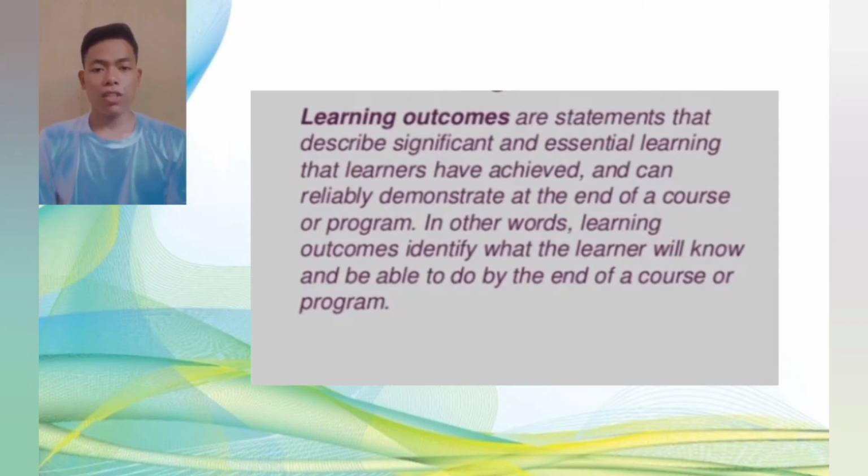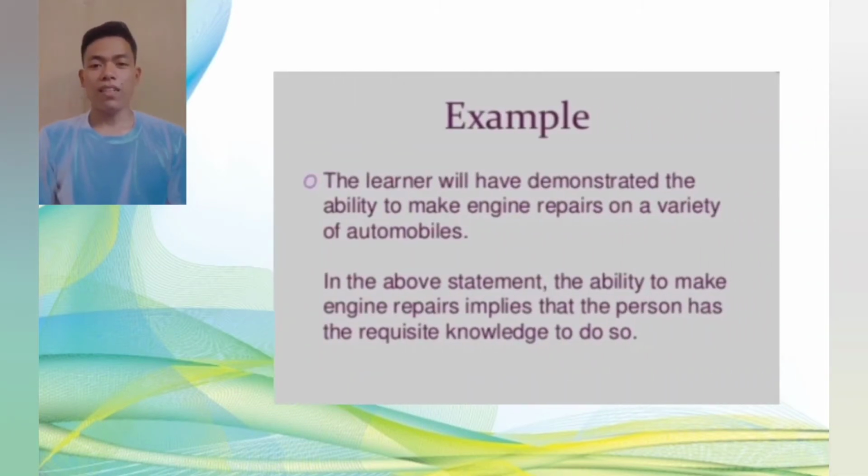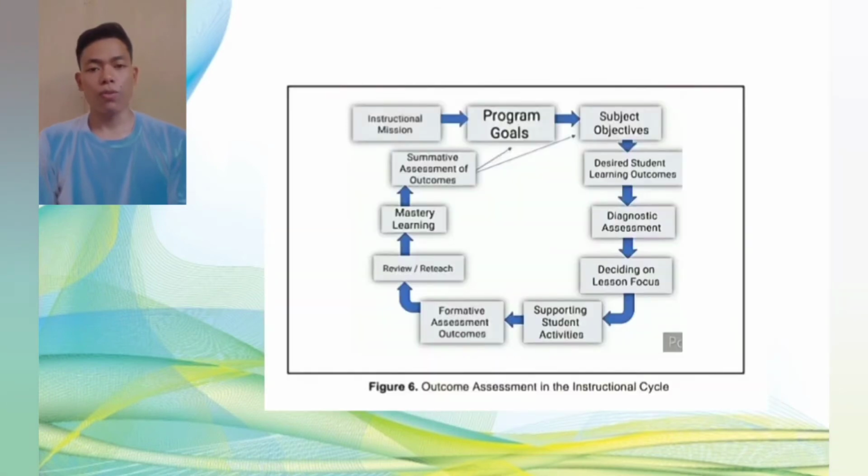In other words, learning outcomes identify what the learner will know and be able to do by the end of a course or program. For example, the learner will have demonstrated the ability to make engine repairs on a variety of automobiles. In the above statement, the ability to make engine repairs implies that the person has the requisite knowledge to do so.